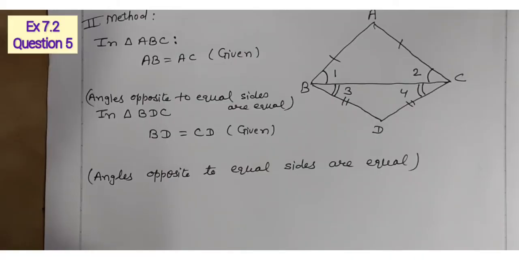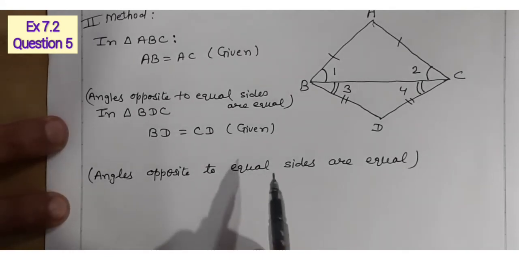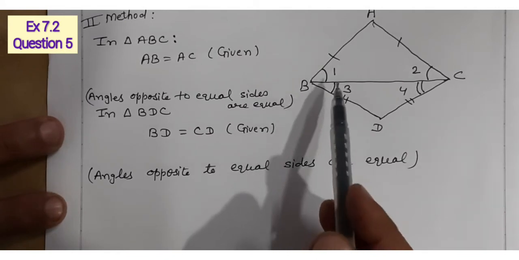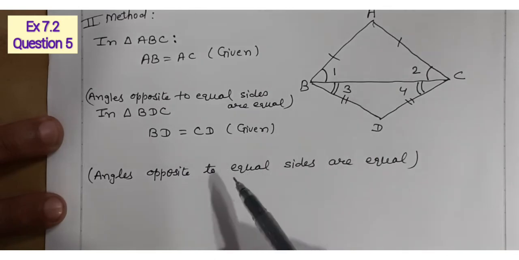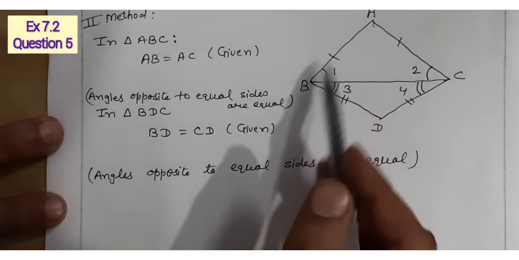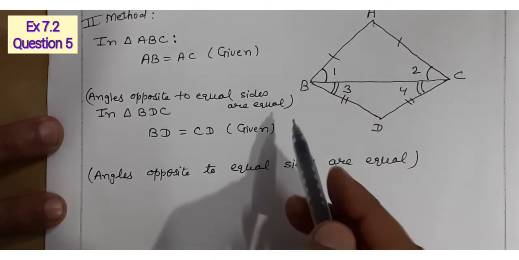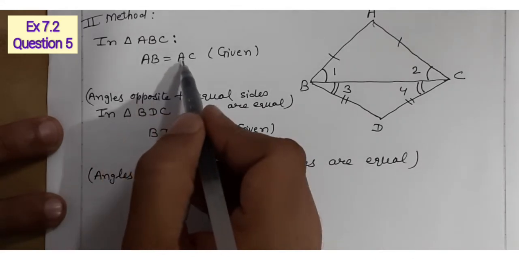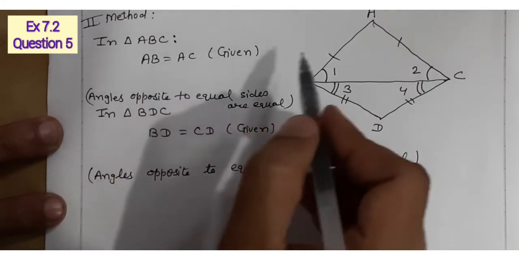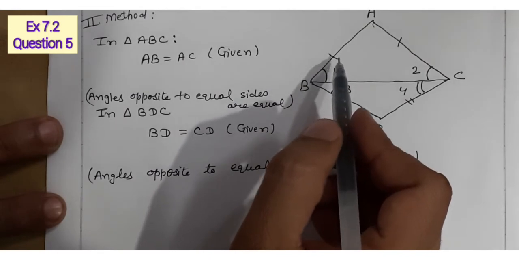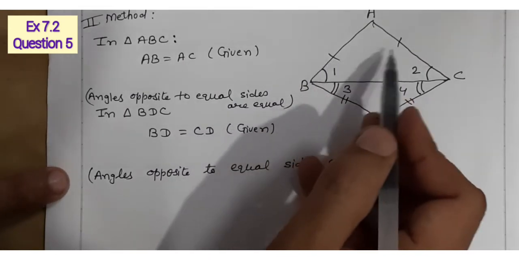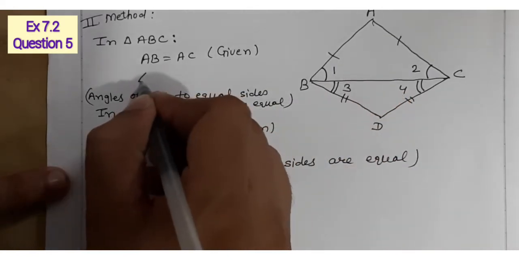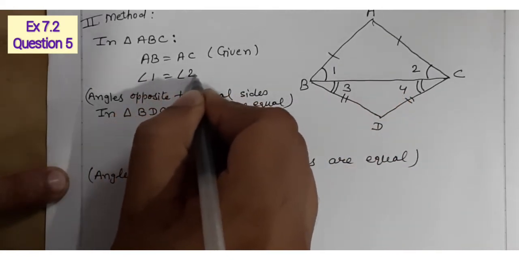Now come to the second method. In the second method, I am not constructing anything. I am writing angles 1, 2, 3 and 4 here. Now what is given? AB equal to AC, because this is an isosceles triangle. And we know angles opposite to equal sides are equal. These two are equal sides, AB equal to AC, so angle 1 will be equal to angle 2.